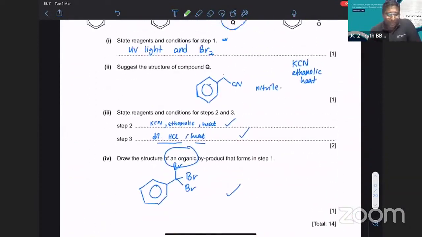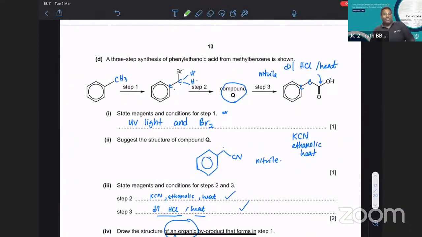For 7 part D, you see it's a 3-step synthesis of phenylethynoic acid. So if you want to change the methyl benzene into something that has bromine over there, there's only one way. You want to have bromine over there, you must use the free radical substitution. So you must use the UV light and bromine.